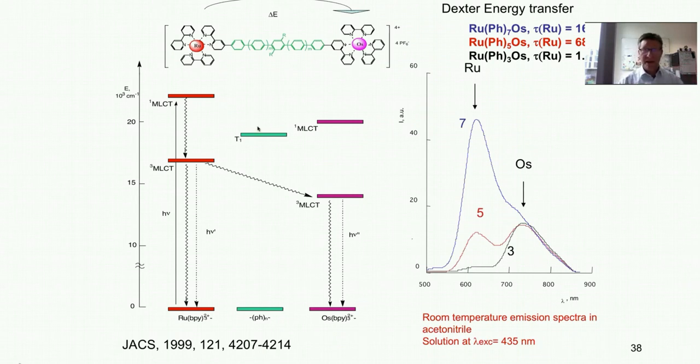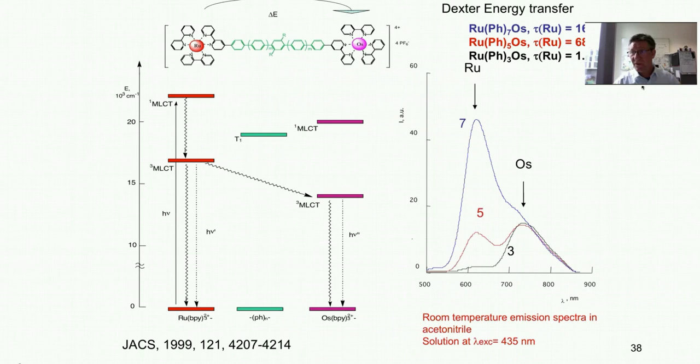And here they have studied this process as a function of the bridge. And the bridge either contains 3, 5, or 7 phenyl groups. And that influences the lifetime of the ruthenium emission. So if we start with 3 phenyls in between, then basically all the emission comes from the osmium. So that implies that the transfer process is quite efficient. With 5 phenyls in between, you still see some of the ruthenium emission. So it has become less efficient. The energy transfer process has become slower.